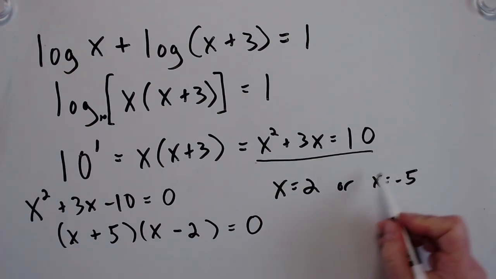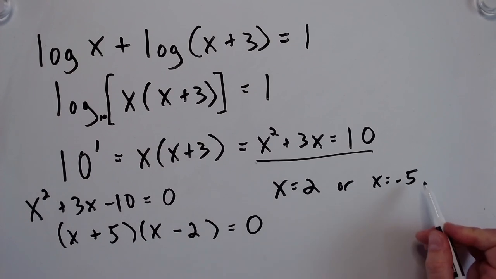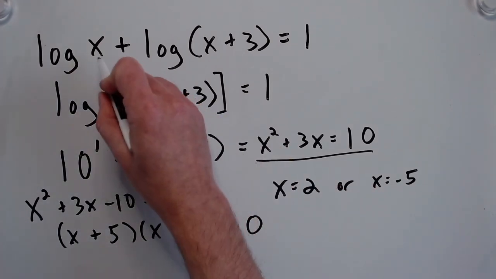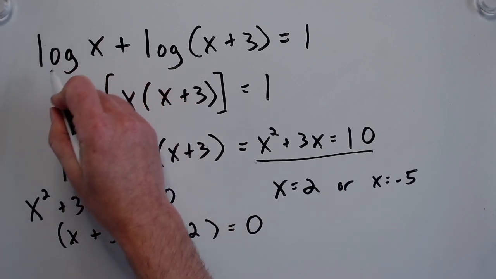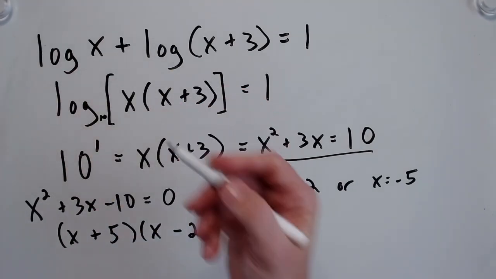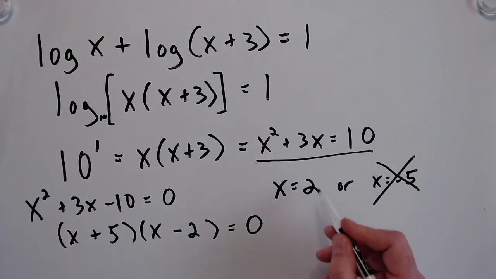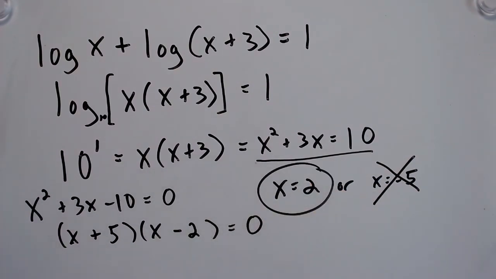But this should be setting off warning bells in your head. Because if we took this negative 5 as x way back up here, we would be taking the logarithm of a negative number and the world would explode. So we have to eliminate this as a solution. So in this case, we have one solution. x is equal to 2.